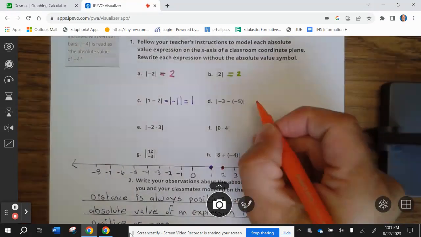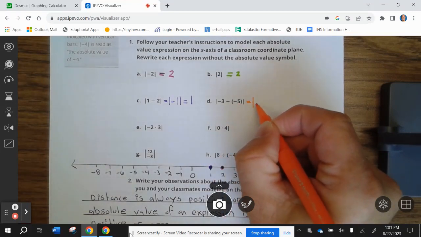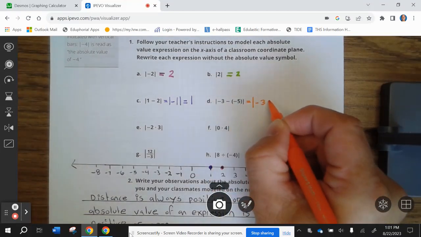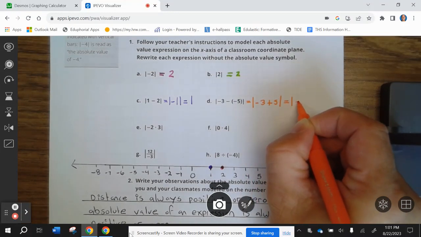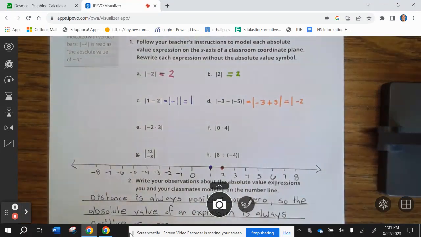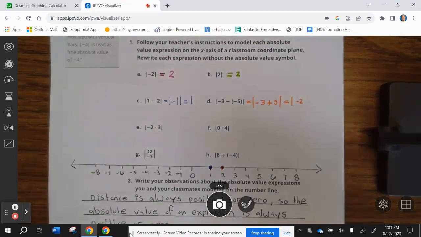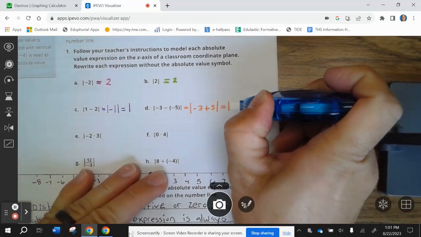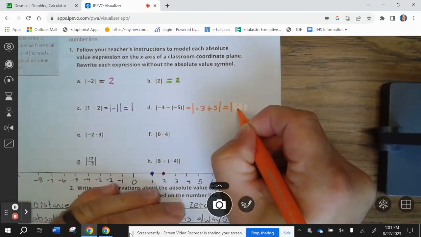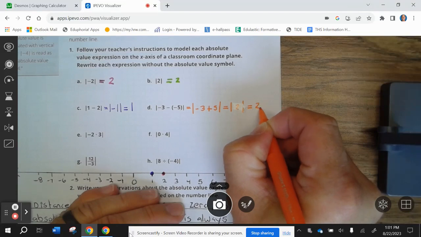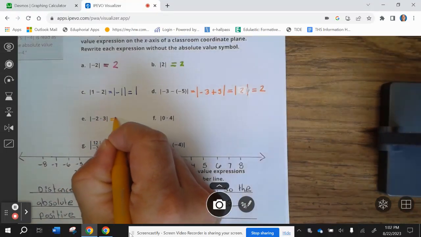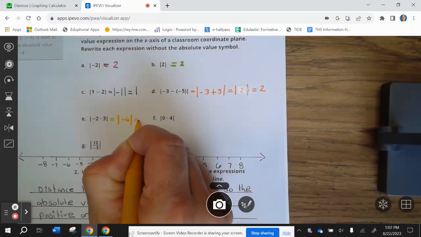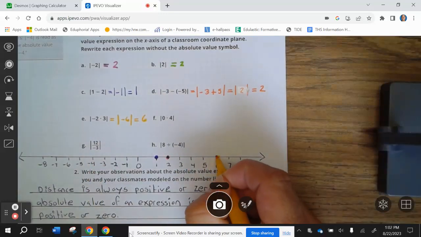Okay, here, this becomes negative 3. When you subtract the negative, it becomes positive, plus 5, which equals the absolute value of positive 2, which is equal to 2, which is right there. Okay. This is the absolute value of negative 6, which equals 6, which is right there.